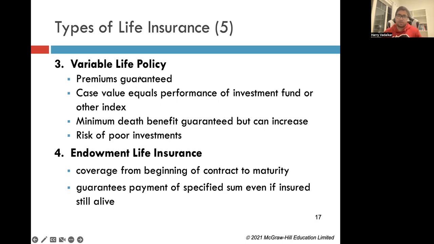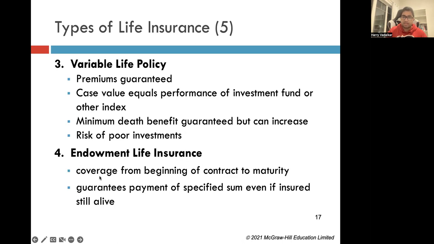Next is variable life policy. It's a type of universal life again. The premiums are guaranteed, so the cash value equals the performance of investment funds or another index. Variable life policy means the same thing, insurance plus investment, but those investments are not put in safe investments like universal life. They are put in the stock market. So whatever the stock market does, your final value will depend on that. Minimum death benefit is guaranteed, but it can increase, but there is risk of poor investment.